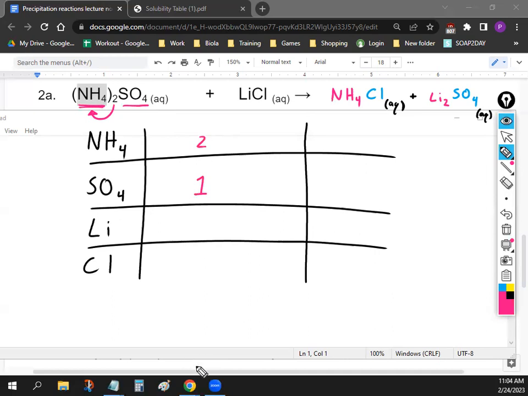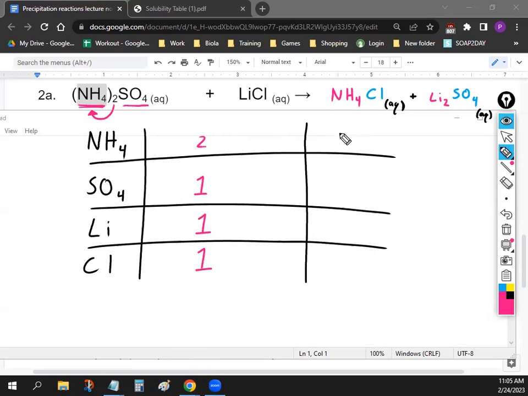I know the numbers get really confusing. That's why it's really important that you understand how to copy things down correctly and you don't skip stuff by accident, okay? Okay, the next one's pretty easy. How many Li's? 1. How many Cl's? 1. Good, easy peasy. All right, let's go to the right side now.